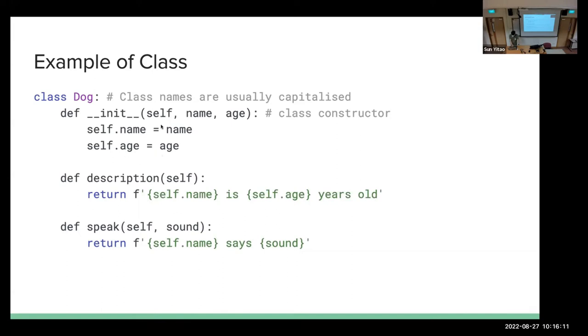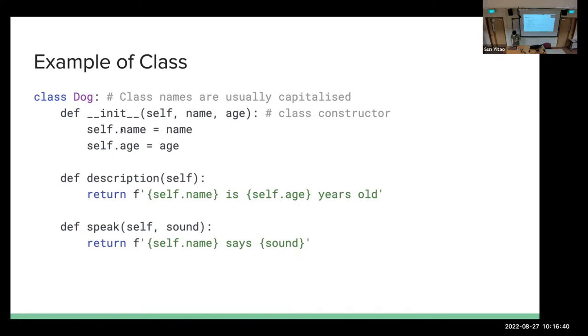But basically, I'll explain more from the next slide because I really need the example of initiating a class. So for now, just remember that each method that you create under a class, you need to add an extra argument called self. This self refers to the instance of the class itself. So you can reference the variables like self.name and self.age.